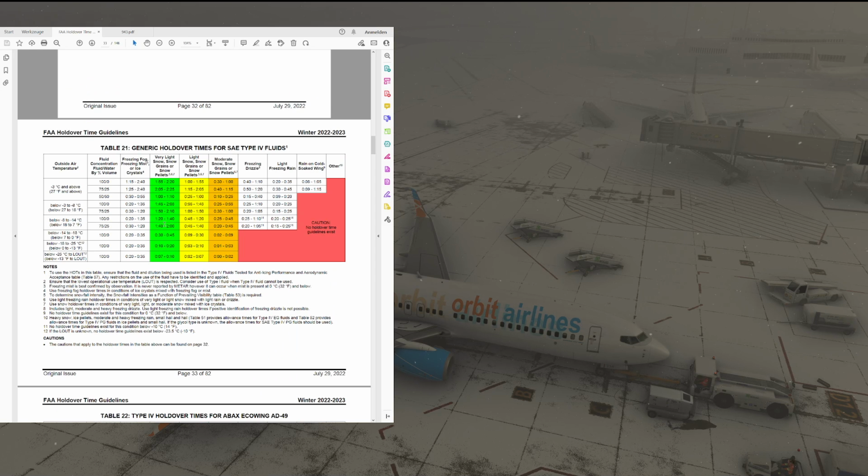Let's quickly talk about how we determine which holdover time guidance we have available now. So, first of all, we have to determine the outside air temperature and the fluid concentration that has been used.